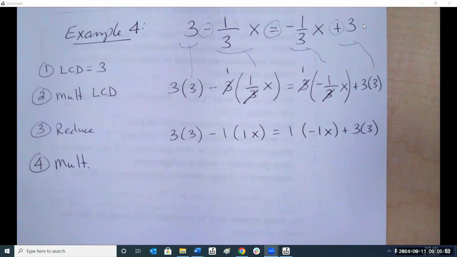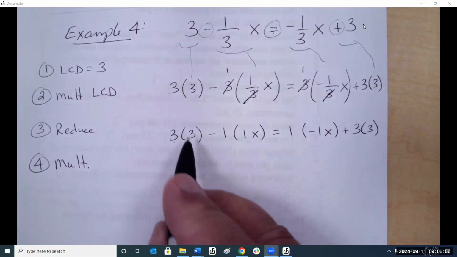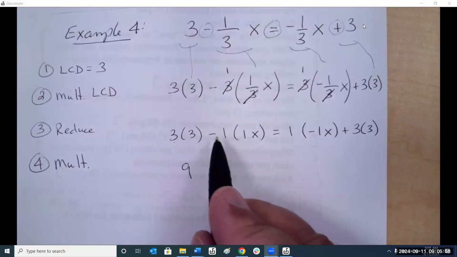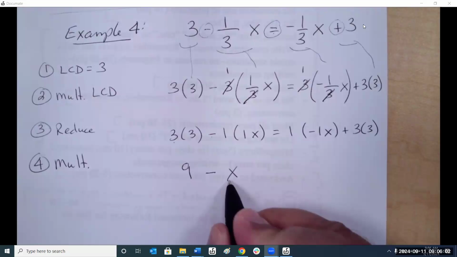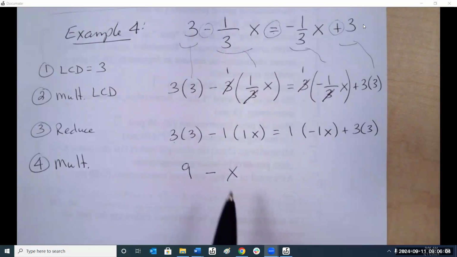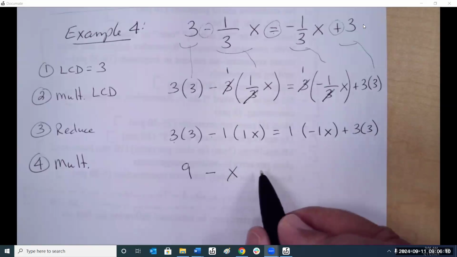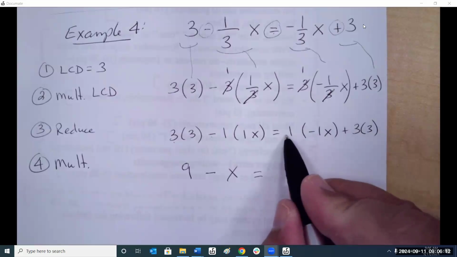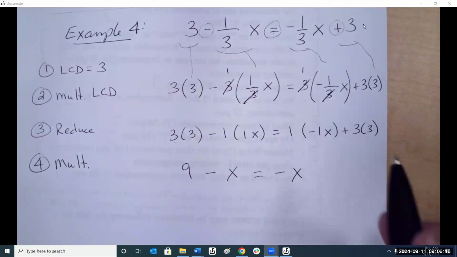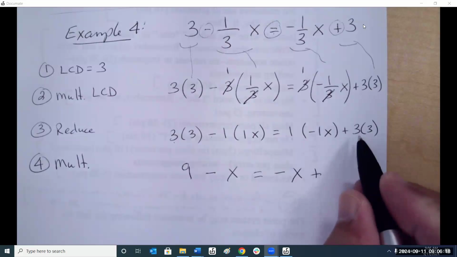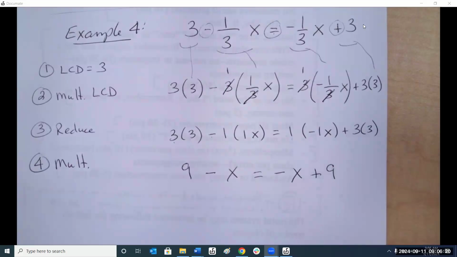Multiply to get rid of the parentheses. 3 times 3 is 9. Negative times positive is negative. 1 times 1 is 1, so it's just an x. Notice, if there's no number in front of a variable, it's automatically a 1. Positive times negative is negative. 1 times 1 is 1, so it's just x. 3 times 3 is 9.